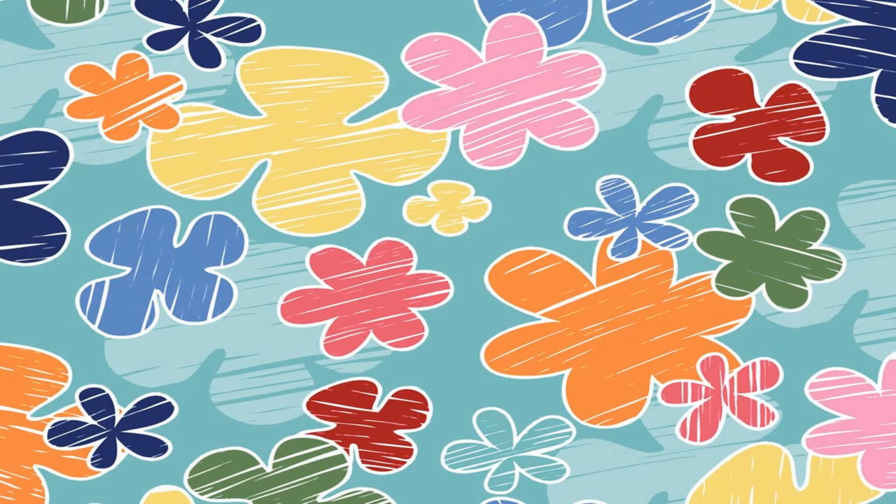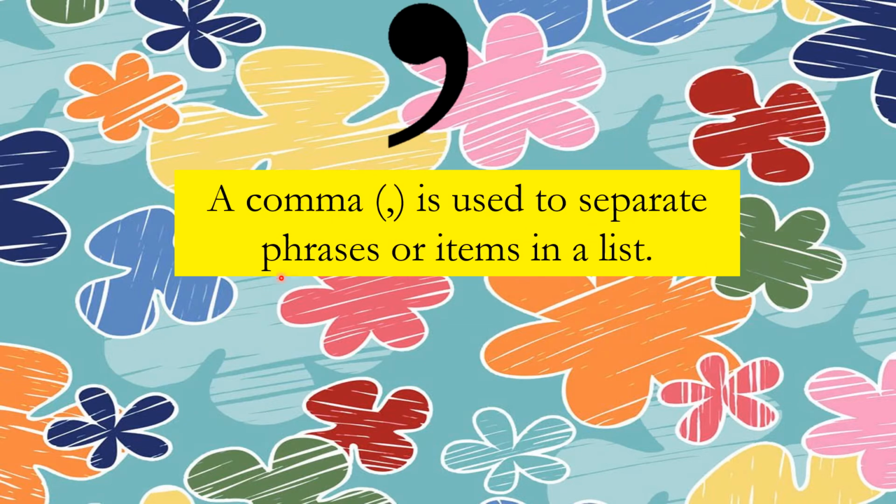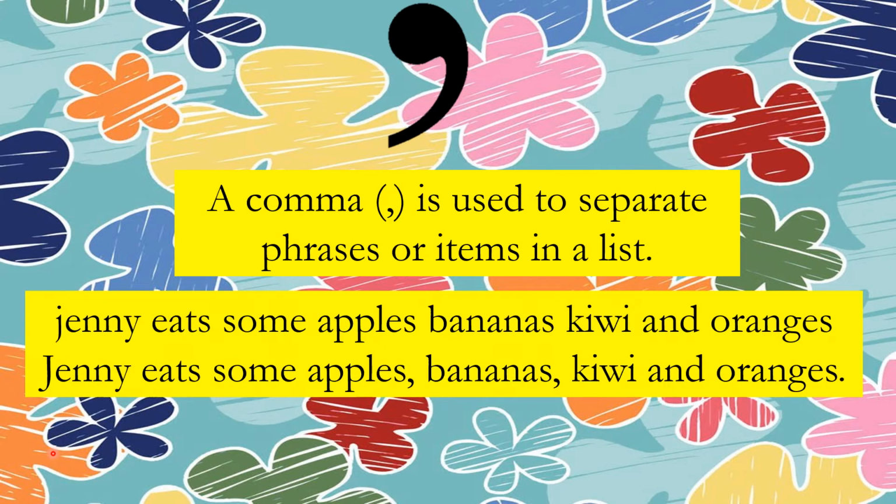The second one is comma. This is the symbol of comma. When we use a comma, a comma is used to separate phrases or items in a list. Let's say you have several items or a number of items in your sentence. You have to separate the items using a comma. Okay, you can see the example here.